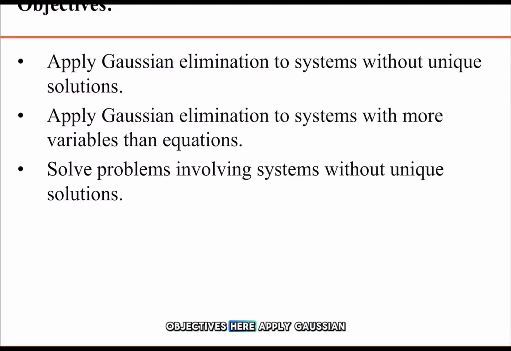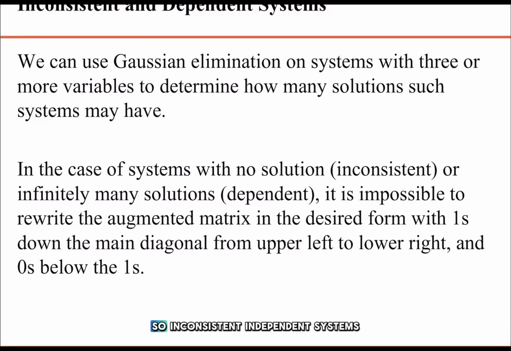So the objectives here: apply Gaussian elimination to systems without unique solutions, apply the same thing with systems that have more variables than equations, and then solve problems involving systems without unique solutions. So inconsistent and dependent systems, if you think about it, what did they look like actually when they were in a system, right? So with x and y, or maybe z, right?